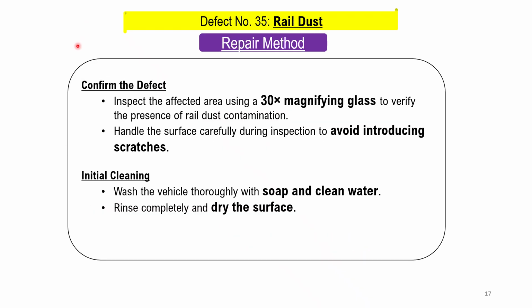Now the repair method related to rail dust. To start with, confirm the defect. Inspect the affected area using a 30 times magnifying glass to verify the presence of rail dust contamination. Handle the surface carefully during inspection to avoid introducing scratches. Then, initial cleaning. Wash the vehicle thoroughly with soap and clean water. Rinse completely and dry the surface.